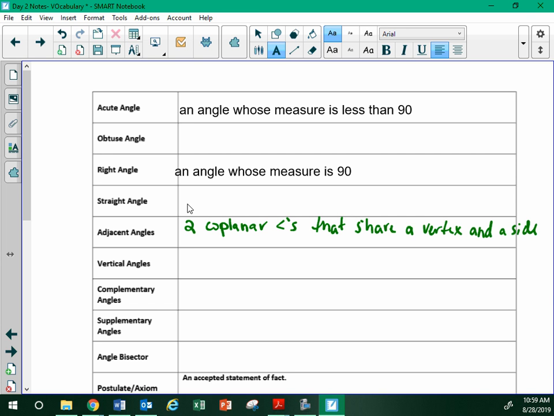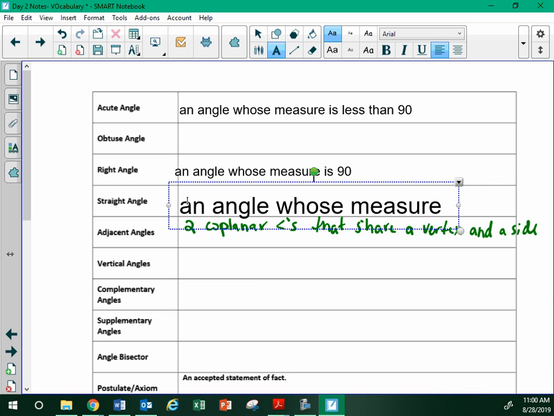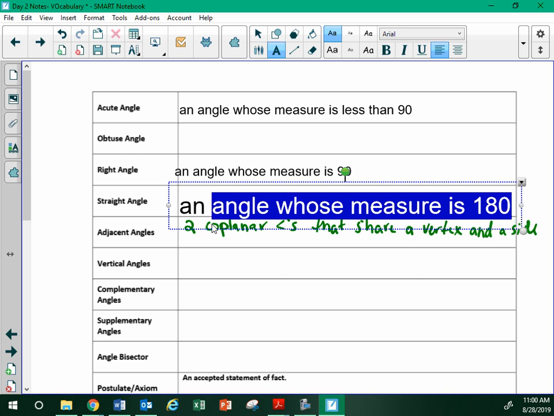All right, I'm throwing up the definitions for these, so you can just double check. What's a straight angle? An angle whose measure is what? Yeah, 180, so it makes that not 90. 180, so it looks like that line. Now, the reason why I've left obtuse not filled in yet is because we want to be a little more technical with it.